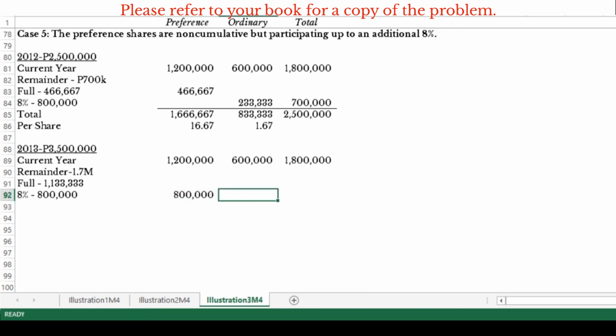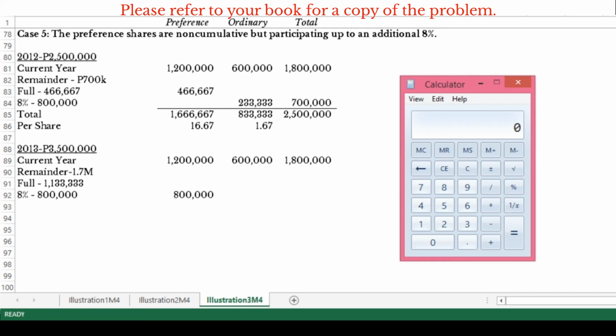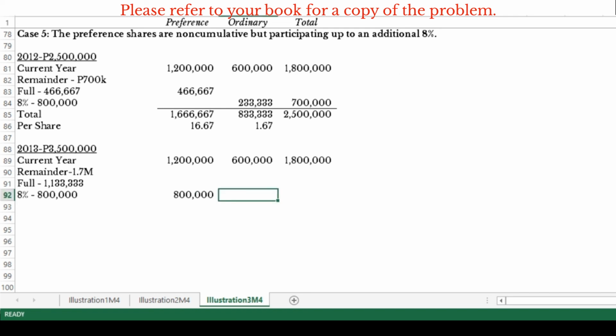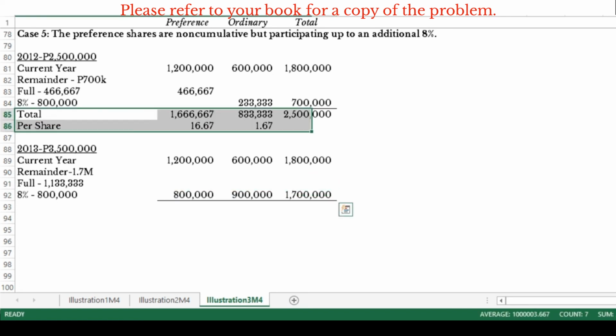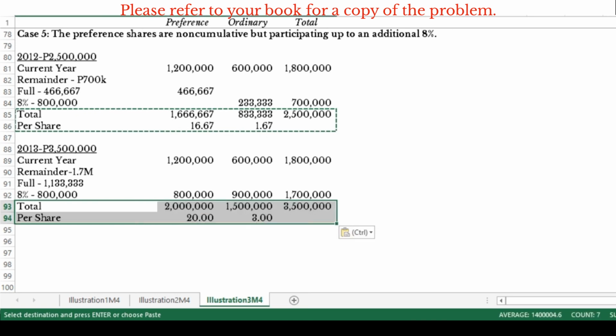Okay? So, in short, 800,000 ang marireceive ni preference shares. Then, of course, yung sobra, which would be 1.7 million minus 800,000, that is 900,000 would go to the ordinary. So, that would be for a total of 1.7 million. So, let's compute the total and per share figures. So, in this case, we have total of 2 million for the preference shares and 1.5 million for the ordinary. Per share figures would be 20 pesos for the preference shares and for the ordinary, 3 pesos per share.